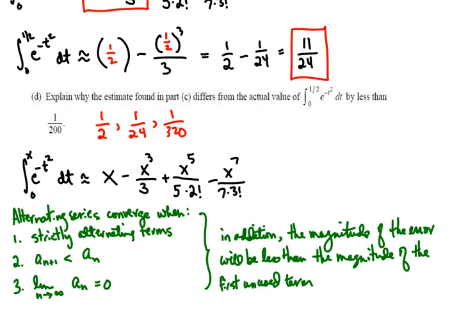And so the magnitude of the error in estimating has to be less than 1/320. And that is less than 1/200. So that demonstrates that. And that's all you have to do.